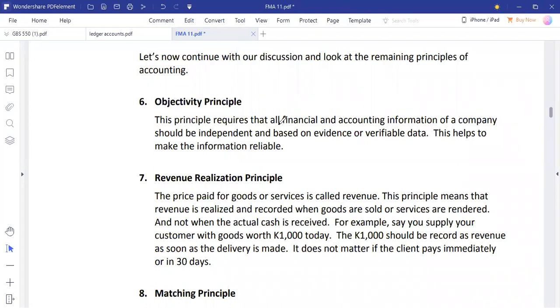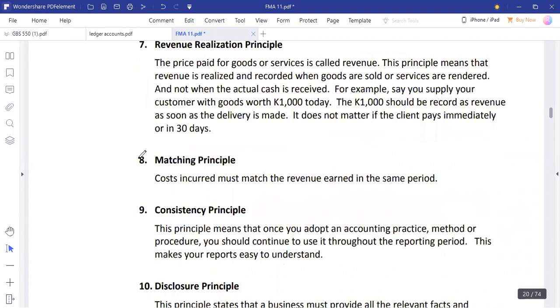The revenue realization principle simply asserts that the price that you are paid for your services, or that is supposed to be paid for your services or goods, should be recorded not when you receive the money, but when the transaction was entered. For instance, if you supplied your customer goods worth 1,000 today and they pay next year, you need to record revenue as being made today, not when the monies have been paid after next year.